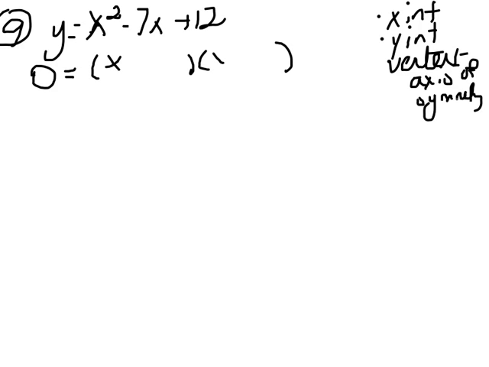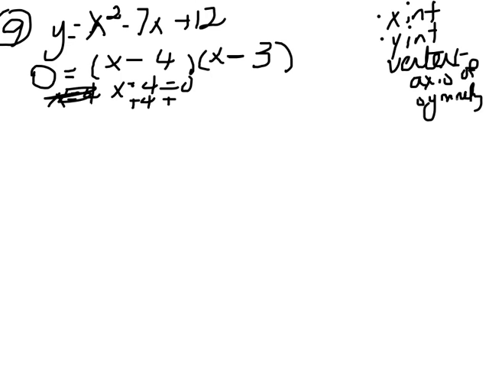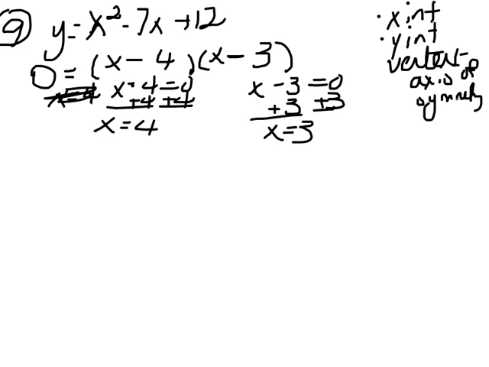Because if you think about it, 4 times 3 multiplies to give me 12. I need it to be a positive 12, and I need it to add up to negative 7, so negative 4 plus negative 3 is negative 7, and negative 4 times negative 3 is a positive 12. If you say x minus 4 is equal to 0 and you solve for x by adding 4 to both sides, you get x equals 4. If you take x minus 3, set it equal to 0, and add 3 to both sides, you get x equals 3. So now I know my x-intercepts are 3 and 4.